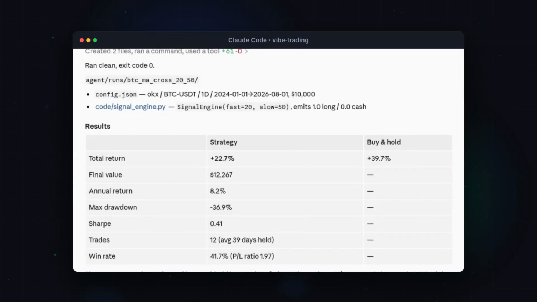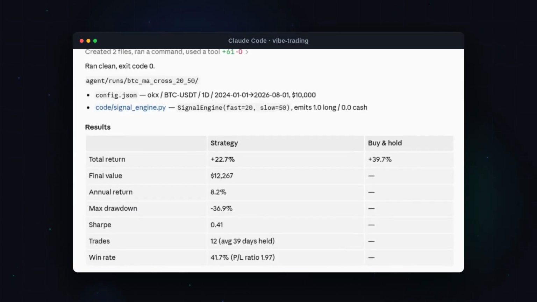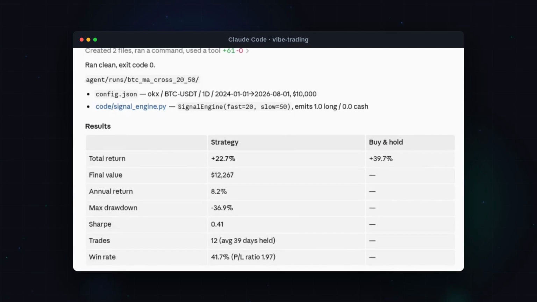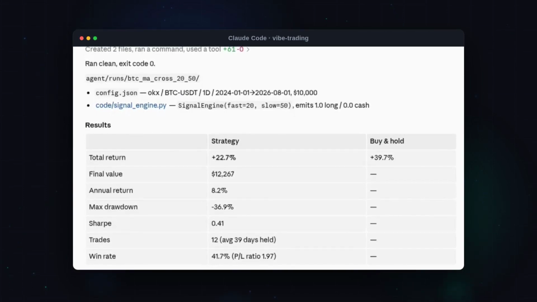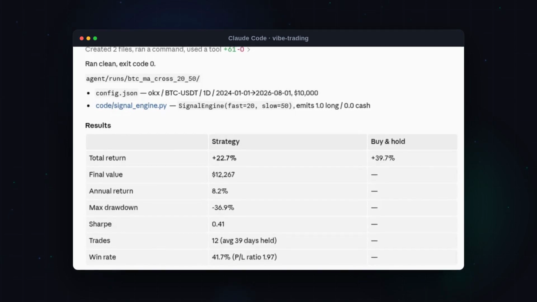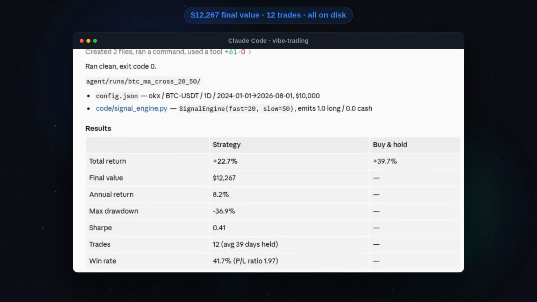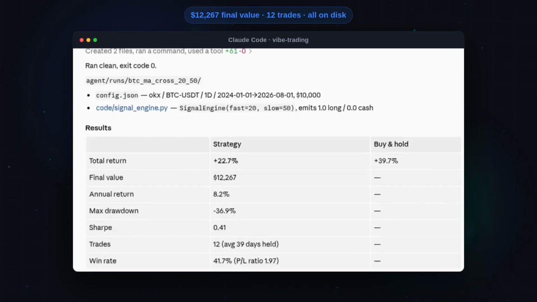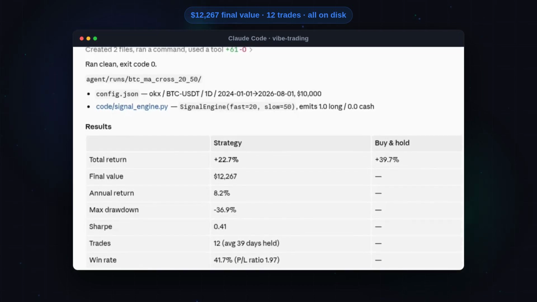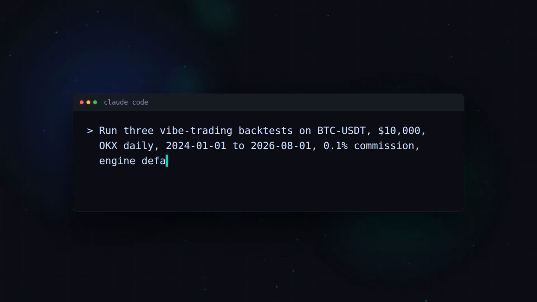And this is what comes back. A results table, scored against a buy and hold benchmark. And above it, the artifacts: a run directory, the config it used, the signal engine it wrote, with the parameters right there in the line. Every number on that table is reproducible from that folder. You can open it, read the code, change one thing, and run it again. That is the difference between a chatbot telling you a return and a research tool showing you its work. Once one run exists, the interesting move is comparison.